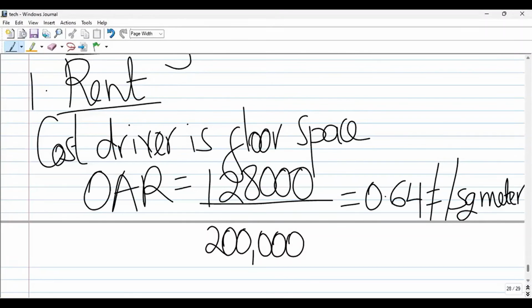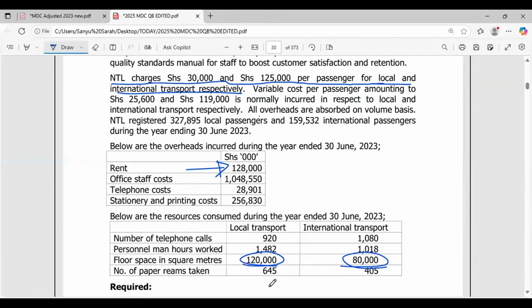Excuse me, madam, where have you got 200,000? Total floor space. Look at the question. What is the total floor space? I thought that local transport we shall work on independently and international transport work on it independently.